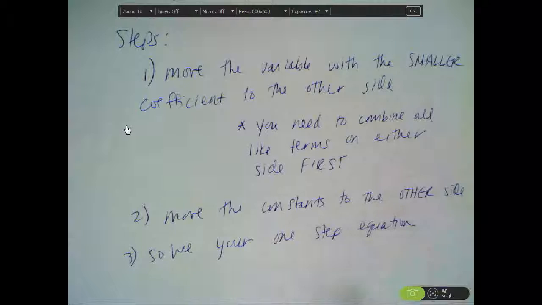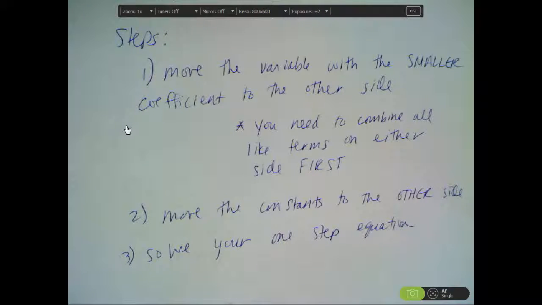Once your variables are all on one side, then you're going to move the constant to the opposite side. So if you move all the variables to the left, you're going to move all the constants to the right, and vice versa. And then finally, you'll be left with a one-step equation that you can solve.